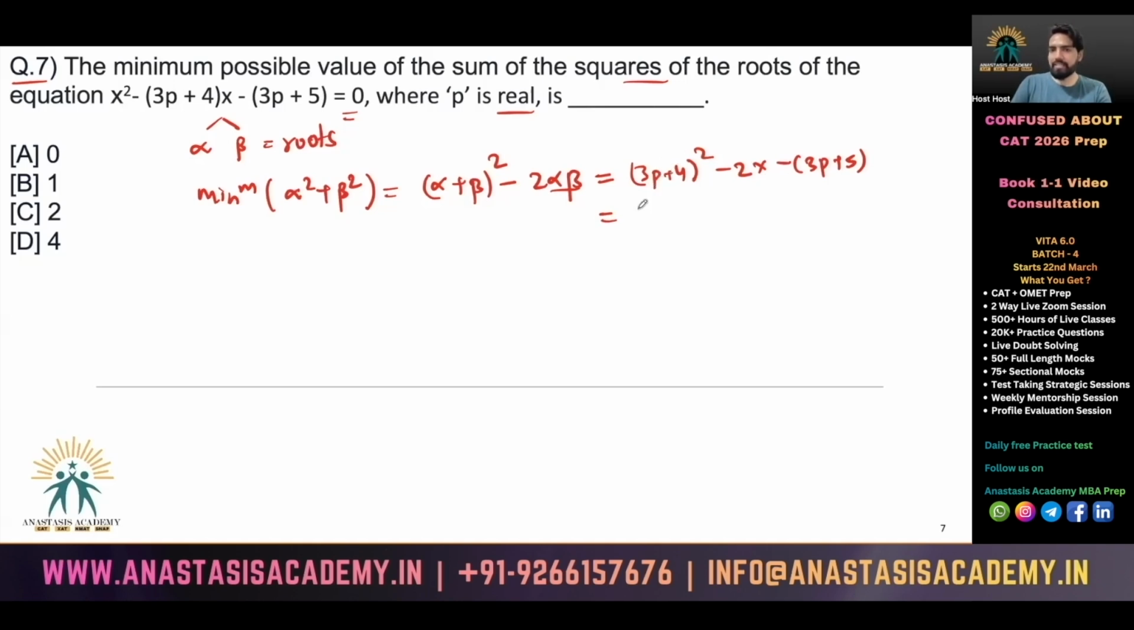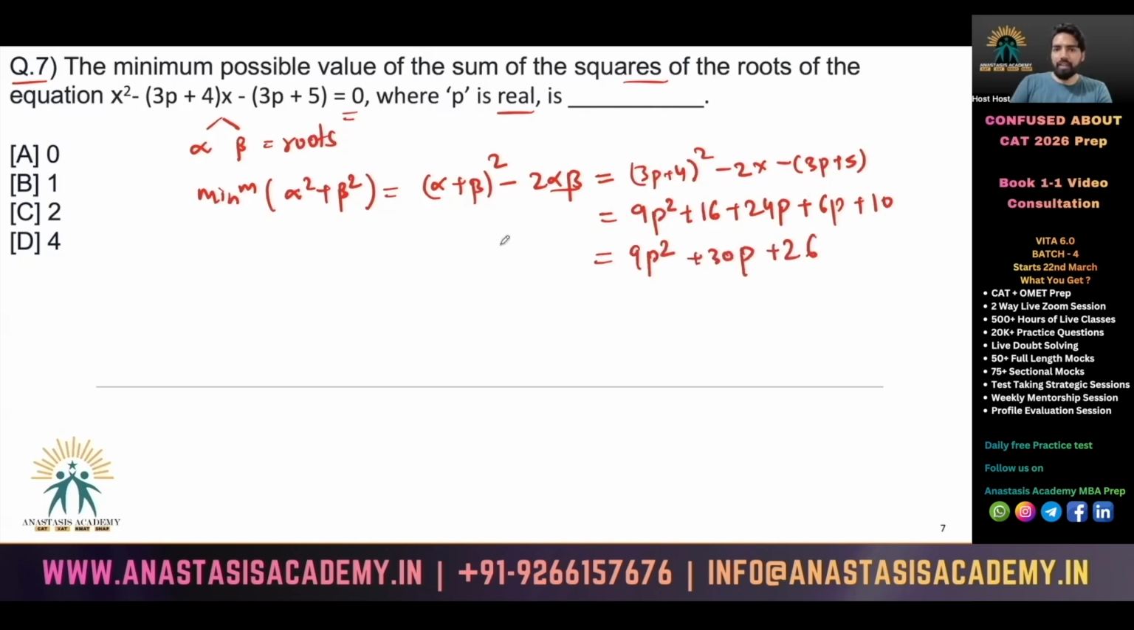So I'm expanding this term. This is 9p square plus 16 plus 24p. And this becomes plus 6p plus 10. So the whole expression becomes 9p square plus 30p plus 26, correct?